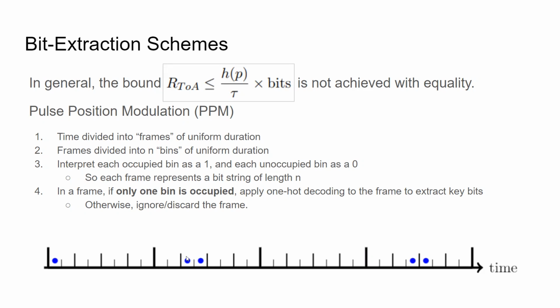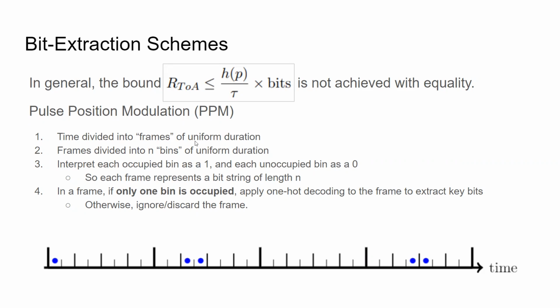As mentioned before, whether we get these blue dots inside these bins is determined by this Bernoulli process. And so we can interpret this as a bit stream. Because we have this Bernoulli process, we get either 1 or 0 with some probability. And now we want to extract maximally random key bits by using this bit stream. But in general, you're not going to be using a scheme that achieves this bound with equality, for various reasons. Instead, you'll be using something like the quite popular pulse position modulation, or PPM.